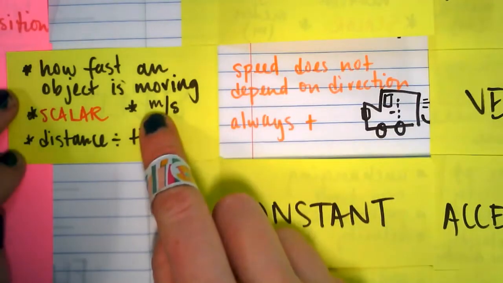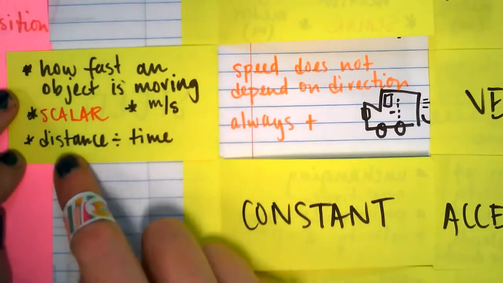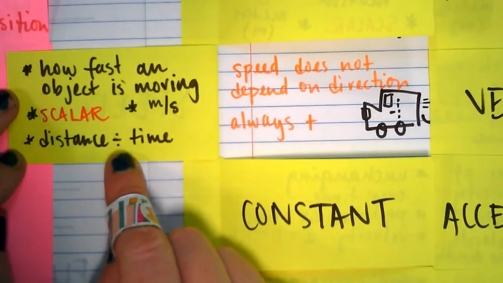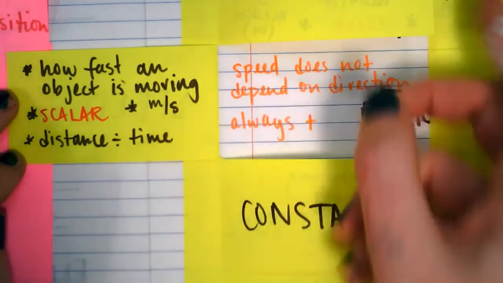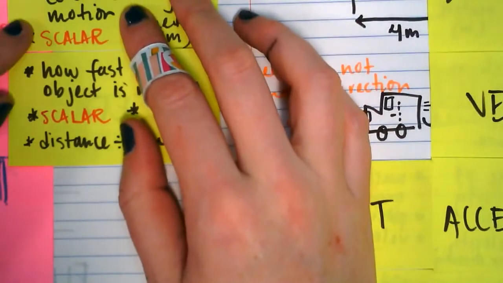We measure speed in meters per second. We calculate it by taking distance divided by time. Remember, distance is a scalar quantity also.